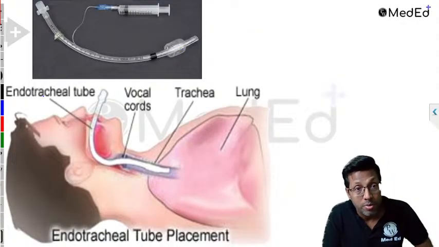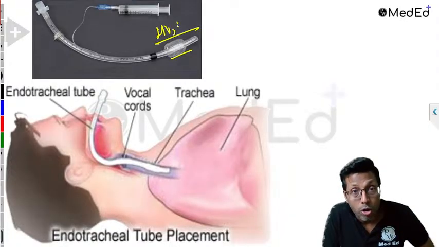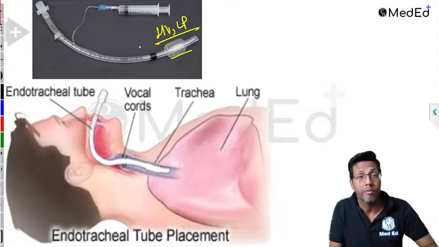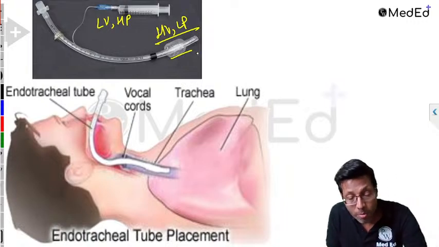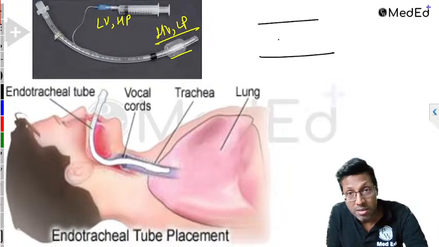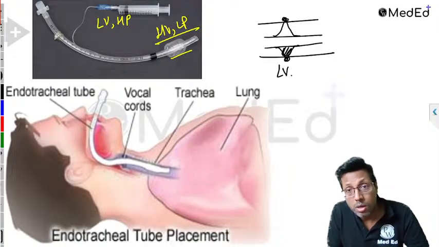The kind of cuff tubes that we use nowadays are what are called high volume, low pressure cuff. Remember, there are two types of cuff: low volume, high pressure. So the low volume, high pressure cuff of an endotracheal tube is like this. If this is the trachea, so this becomes your low volume, high pressure cuff. Low volume, high pressure cuff means all the pressure is at one point. So you will not want to use a cuff which has high pressure at one point.